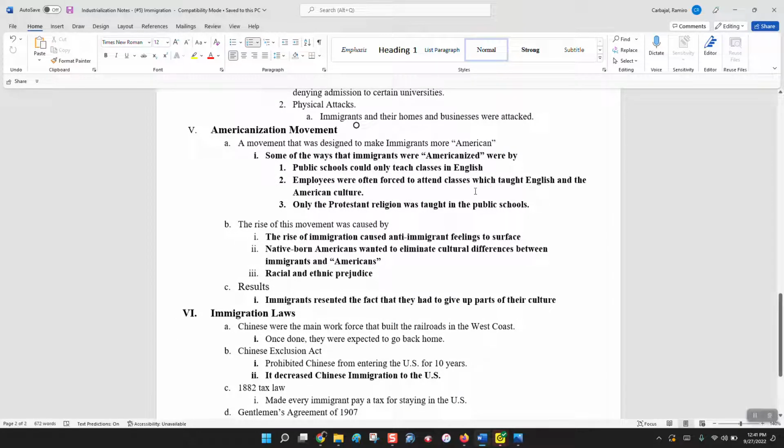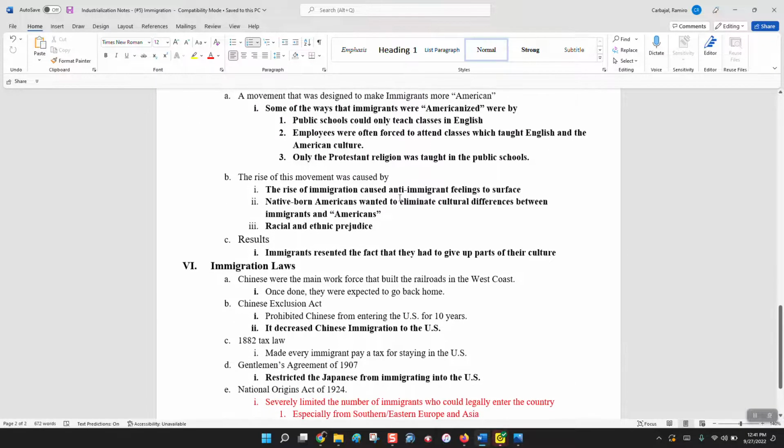Employees were often forced to take classes after work in English and American culture. The idea was, again, the factory owners told them, you need to speak English, you need to learn about American culture, you're going to go to these classes, and you have to do it or you won't have a job here. And they try to push the idea of the Protestant religion instead of the Catholic religion in any of these schools.